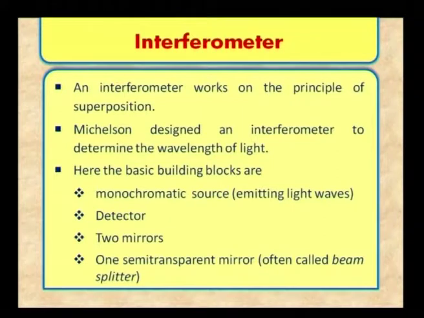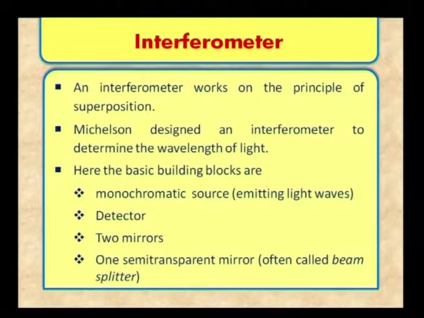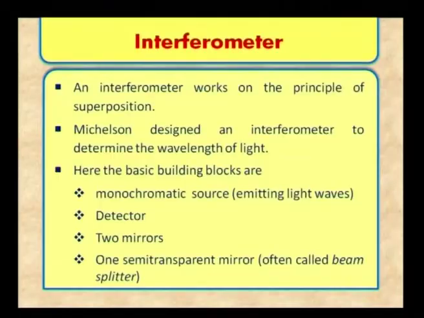Okay. What is an interferometer? An interferometer works on the principle of superposition. Superposition means interference. Interferometer comes from interference. There should be two waves which interfere with each other. So, Michelson designed an interferometer to determine the wavelength of light. As I told you, you don't get the wavelength of light alone; apart from that, many other byproducts are there. That is the Michelson-Morley experiment.